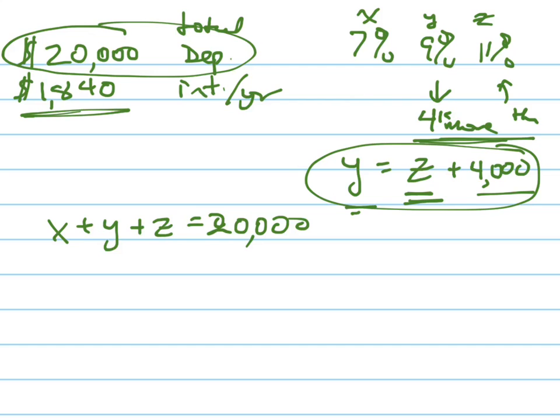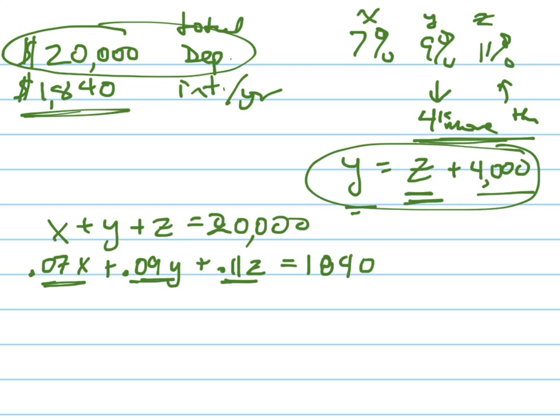1,840 is the interest you get per year. So if I multiply x by 0.07 and y by 0.09 and z by 0.11, that total will give me the interest that I make each year. That's how I do that. And my third equation is right here, so you can put that underneath there.